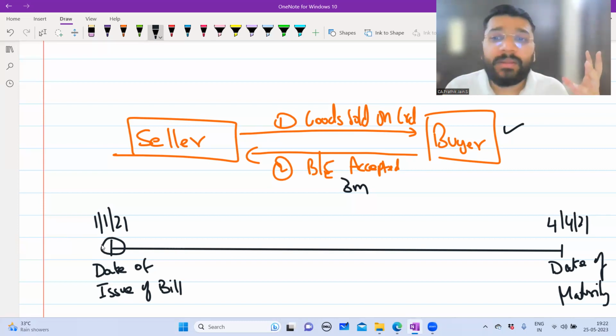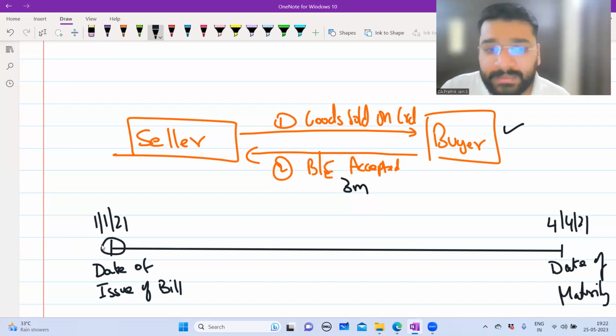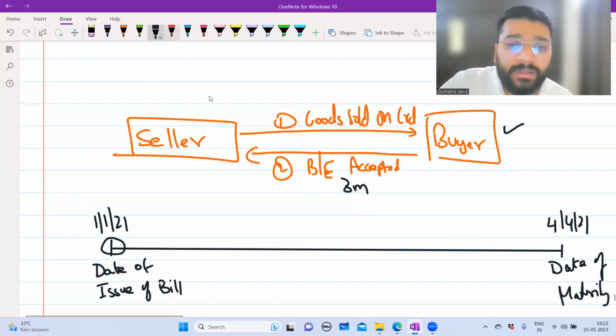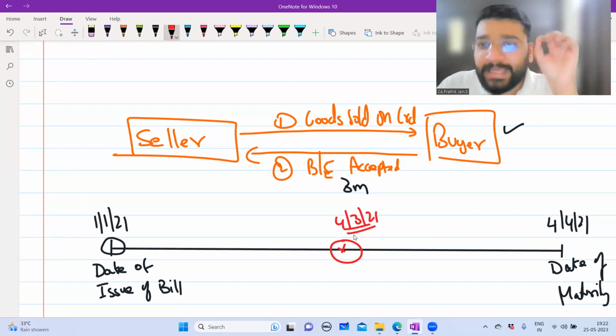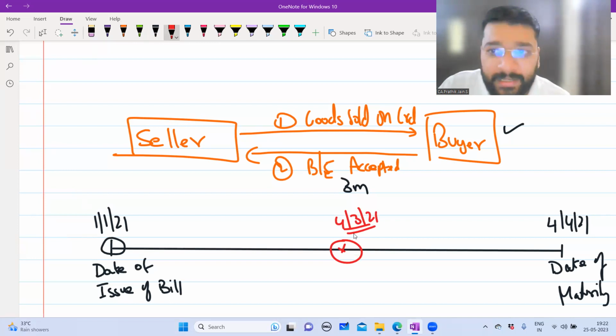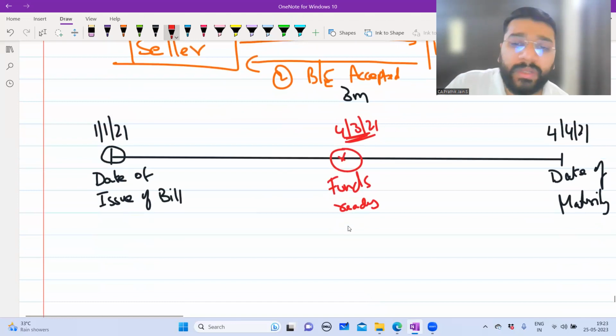However, the buyer had a very good business in the next few weeks and months, and somewhere here on 4th of March 2021, he got the amount in his hands, whatever he wants to pay to the seller. In other words, on 4th of March, by God's grace, he had the funds ready for payment.